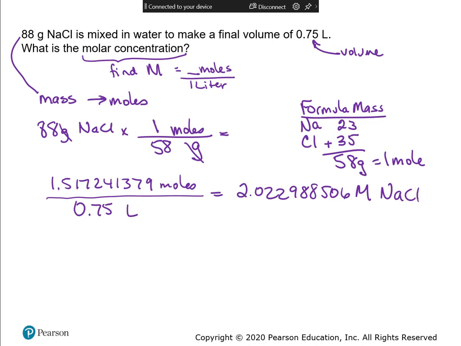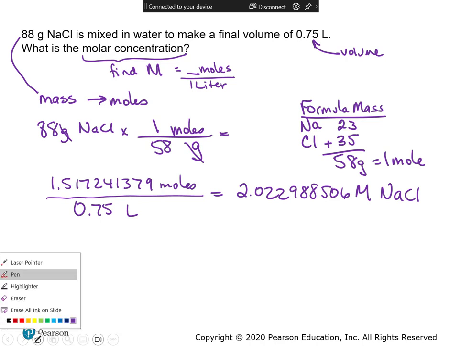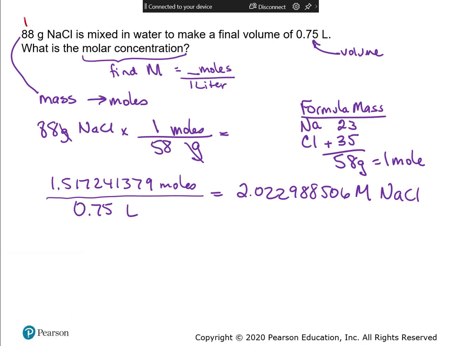Can I keep all that? No. So I need to round. How many significant figures in 88? 2. How many significant figures in 0.75? 2. So remember, those are the criteria where you figure out rounding, and don't round till you get all the way to the end. So if I'm going to keep 2, what would my answer be? 2.0. So 2.0 molar NaCl is what you would call that.